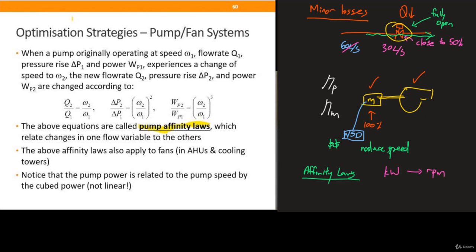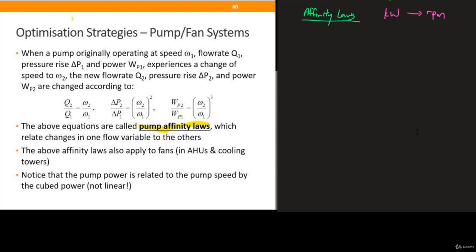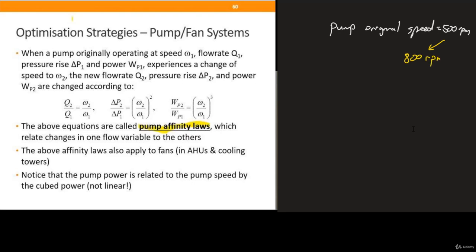For example, if your pump's original speed is equal to 500 RPM, let's say this is your original speed, and let's say you adjust the speed, the new speed, you increase to 800 RPM. There's a 60% increase of speed, but the power consumption will not increase by 60% only. That's the problem. Although your pump speed increased by 60%, you increase another 300 RPM, that is 60%.